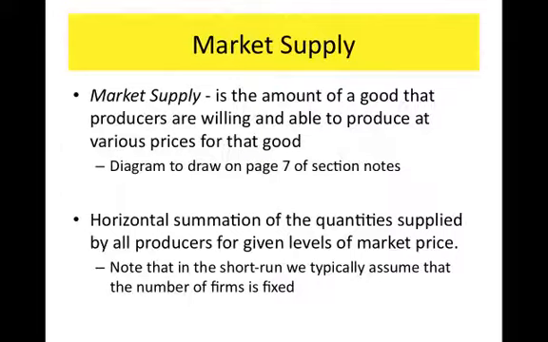Now, the diagram that I am going to show you in a minute simply gets at how we derive a market supply curve. And this is simply the horizontal summation of the quantity supplied by individual firms at given levels in the market price. So at a particular price, firms will make a decision about how much to produce, and to get market supply at that price, we simply add up however much the firms are producing. Now, it's important to remember that we're dealing with the short run still. And it's typically the case that in the short run we assume that the number of firms is fixed.